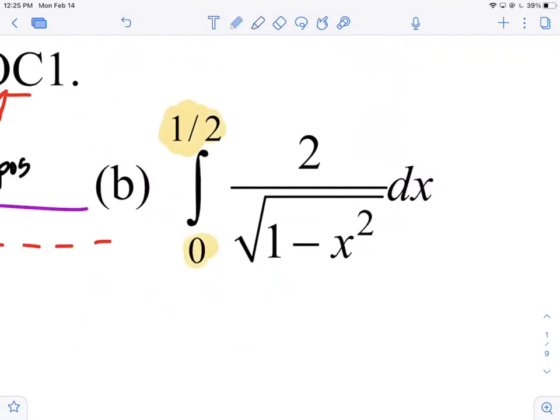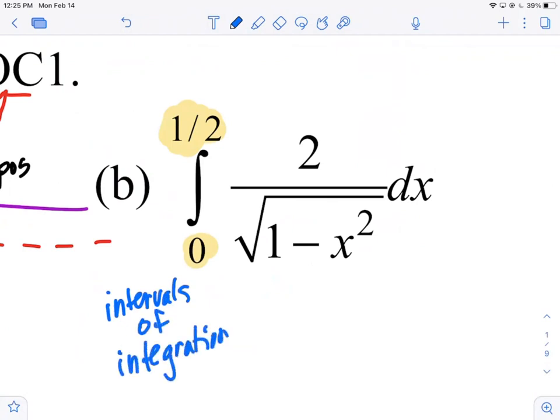What do we call those guys? Intervals of integration. Yeah, intervals of integration. This one is typically called the lower bound, and this one is called the upper bound.